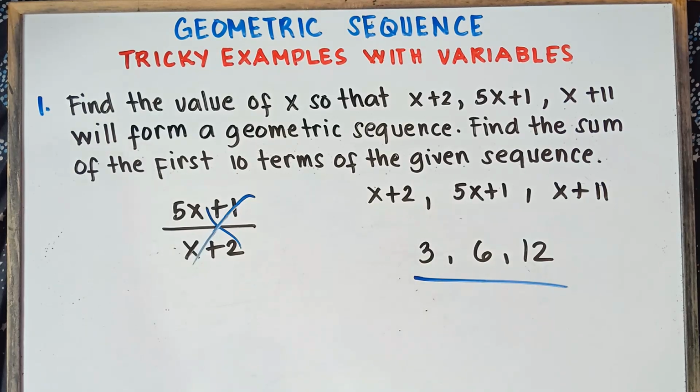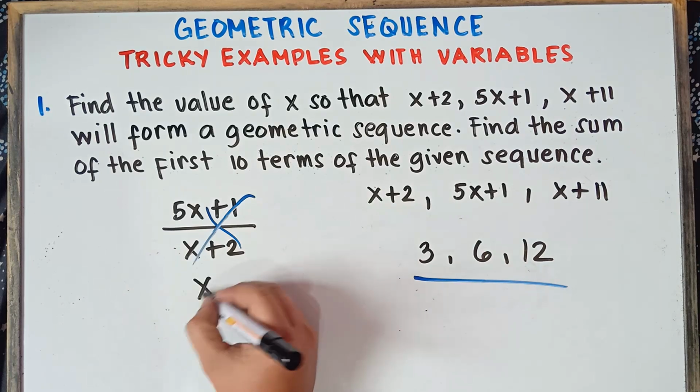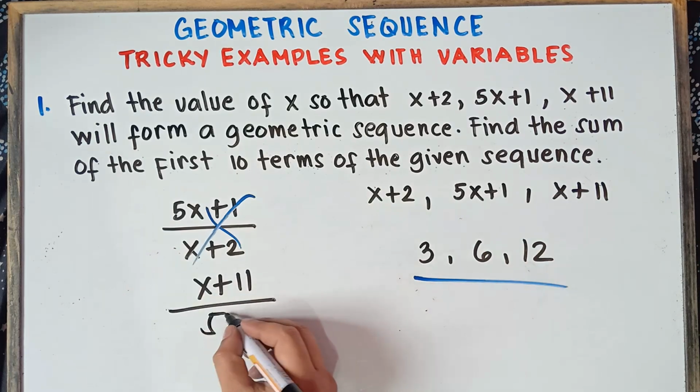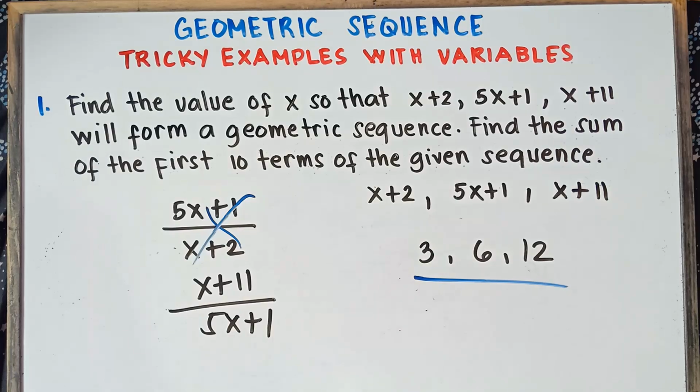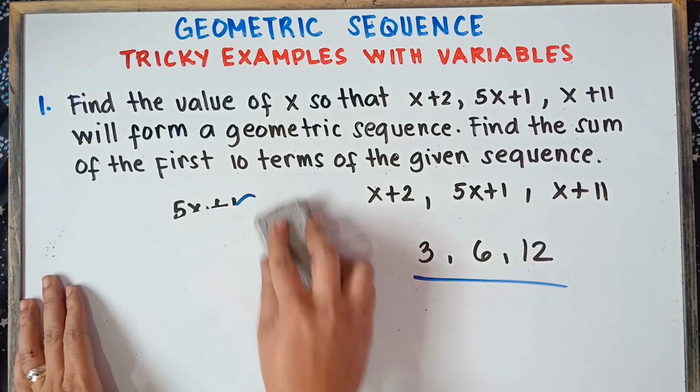Now, how about, sir, dividing the third term by the second term? x plus 11 divided by 5x plus 1. Can we divide that one, sir? Nope, you can never divide this one, class. This is the simplest form. Alright, so therefore, how will you find the value of x?